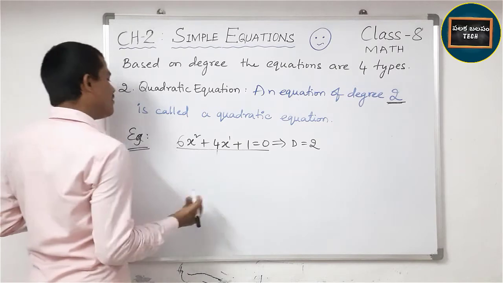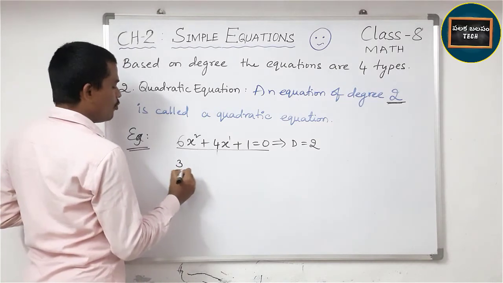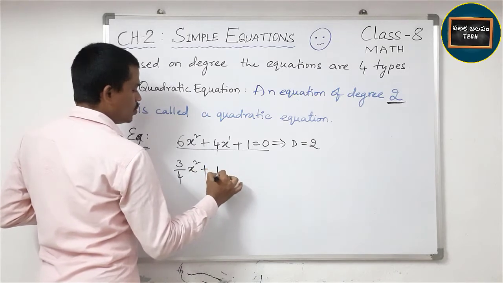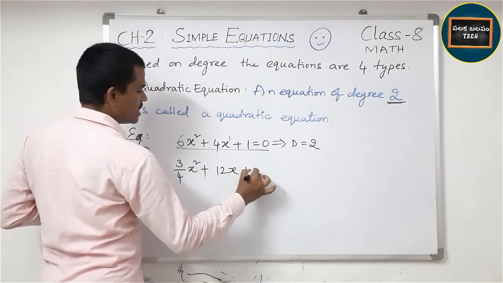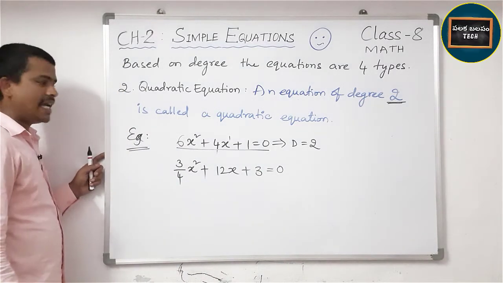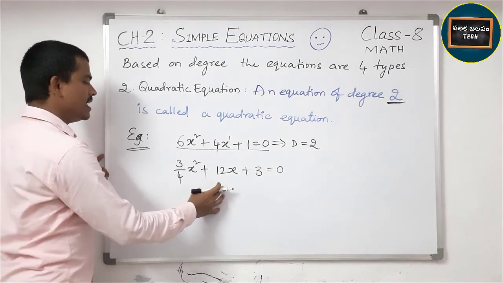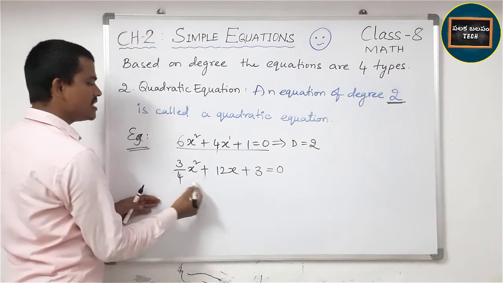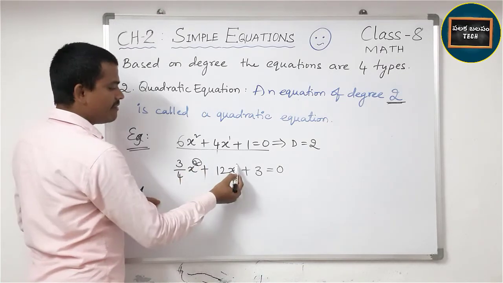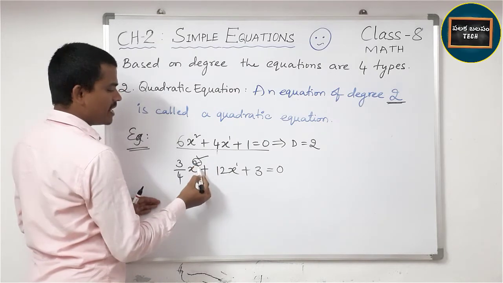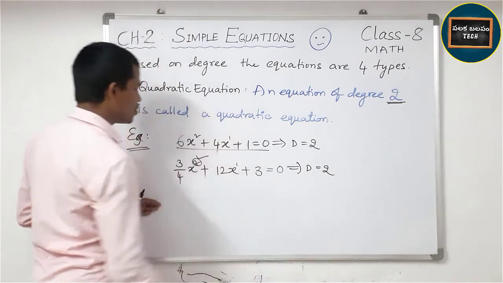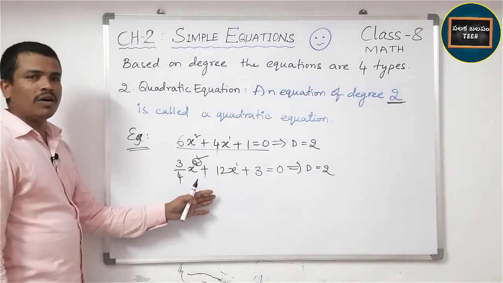Now take one more example. 3 by 4 x square plus 12x plus 3 equal to 0. It is also one of the equations. Here the degree of the equation is 2. Why? Because the highest power of the variable is 2 only. Here the other variable power is 1, so the highest power is 2. So the degree of the equation becomes 2, so it is also called a quadratic equation.